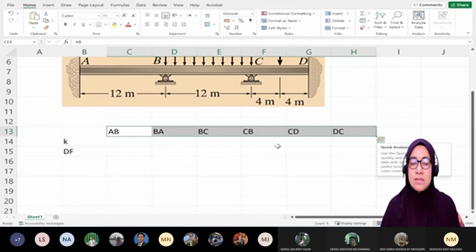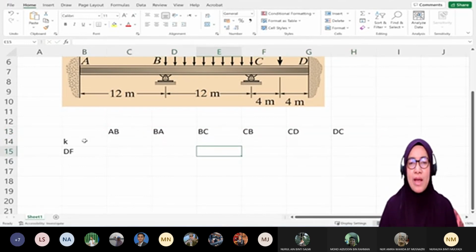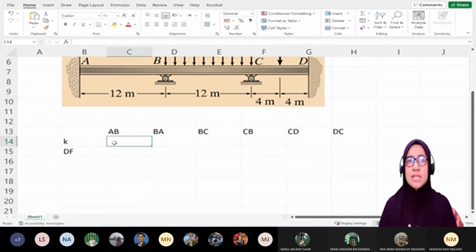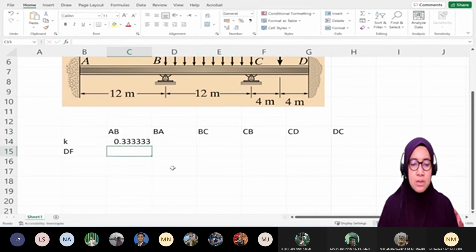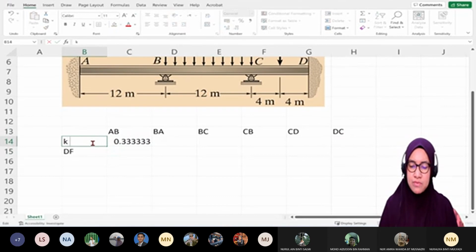Later on, we will calculate this value. So in order to do that, we have to calculate stiffness factor. And stiffness is always for element. Always for member. Dia cannot be joined. Dia maksudnya yang ni as one member, as one value only. So K for this one is 4 divided by 12 tadi. It is 4 EI. EI constant.